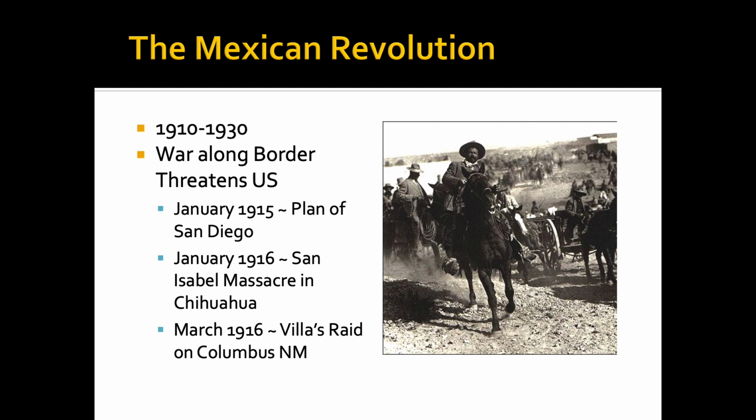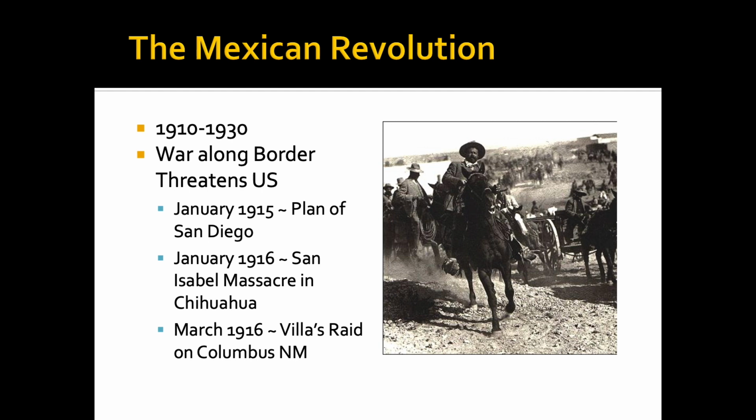In January of 1916, there is a massacre. Pancho Villa, and you see his picture here, some of his troops stopped a train in Mexico. On that train were about 16 American miners and mining engineers. They were taken off the train and they were executed. This was in San Isabel, and this caused a lot of Americans to be upset.